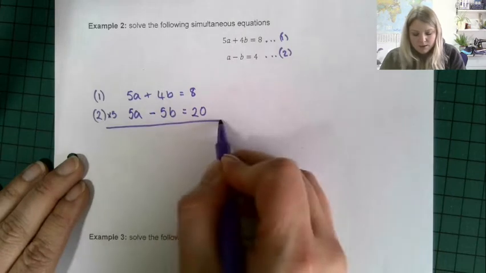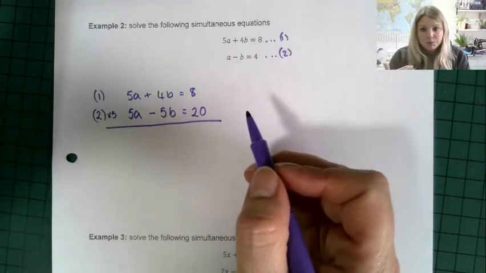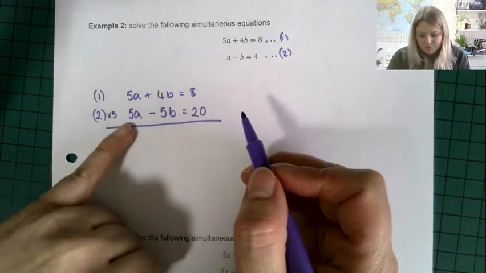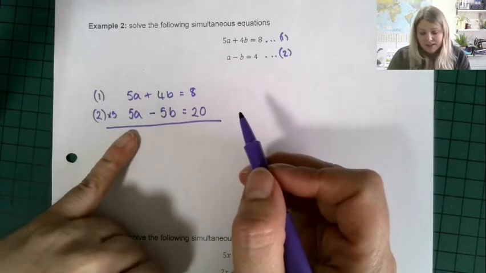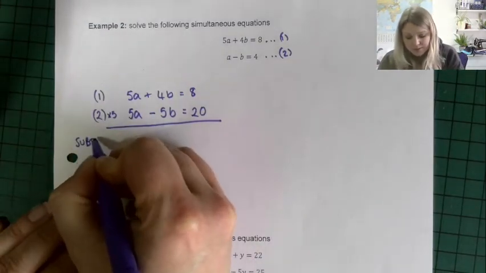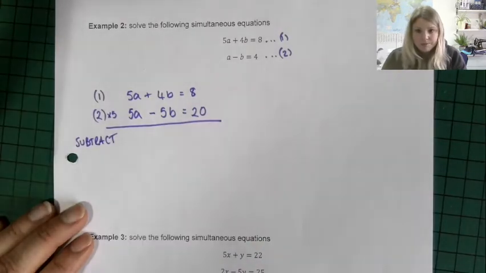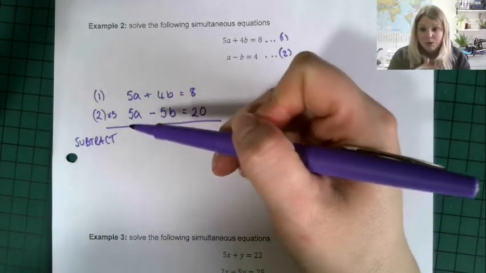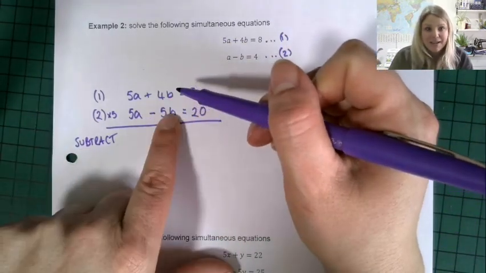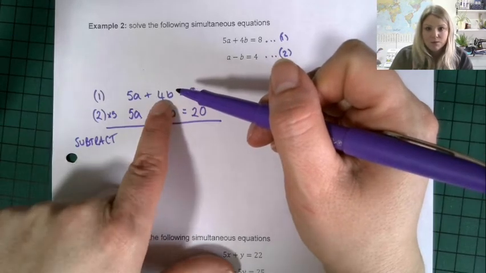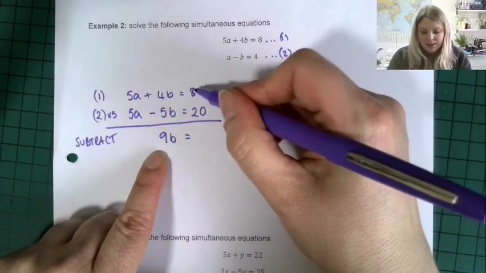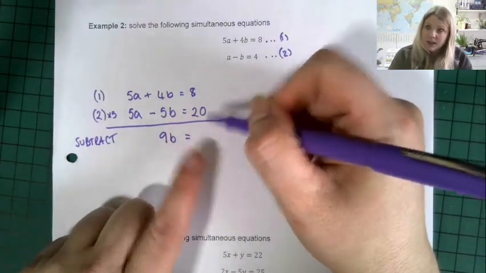Okay, so we'll draw our line under. Now we'll have to decide whether we're adding or subtracting. So to get rid of these a's, because the one that we get the same number of, we're trying to get rid of it. If I add, I'm going to end up with 10a. That's not going to be any use to me. So again, I'm going to be subtracting in this one. So I write it here. Okay, so 5a, take away 5a, just leaves me with no a's, nothing. Now be careful, look, 4b take away minus 5b. Well, that's the same as 4b plus 5b, so that gives me 9b. And then 8 take away 20 gives me minus 12.